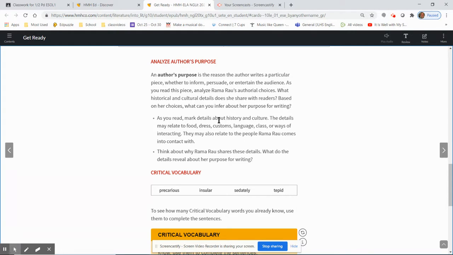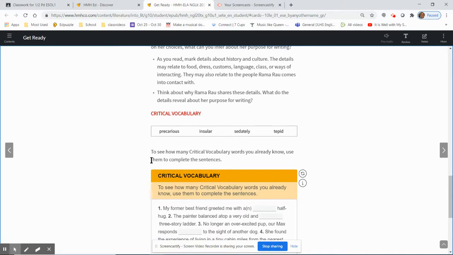As you read, mark details about history and culture. Details may relate to food, dress, customs, language, class, or ways of interacting. They may also relate to the people Rama Rao comes into contact with. Think about why Rama Rao shares these details. What do the details reveal about her purpose for writing?